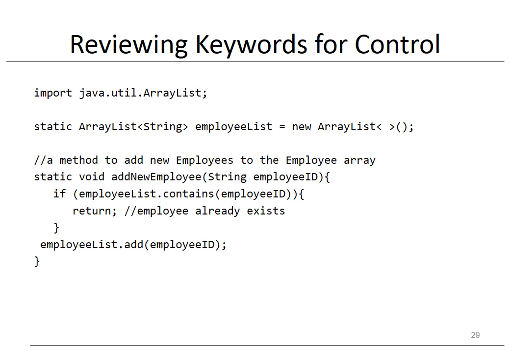This is another example of using the return keyword. The variable employee list is an array list of strings. The method addNewEmployee takes the employee ID as its input variable. If the employee is found in the array list, then there is no need to put him or her into it. Therefore, the code returns nothing as soon as the employee is found and then exits the method. In case the employee is not found, he or she can be added to the list.